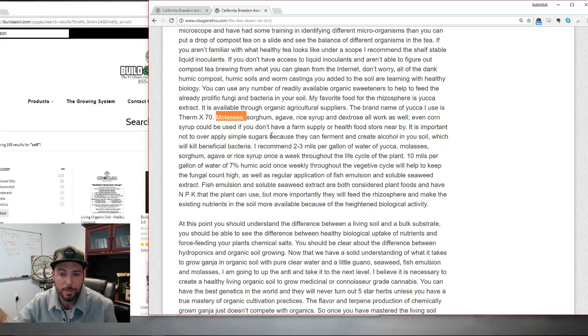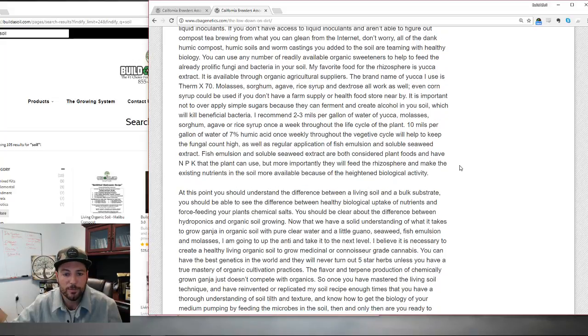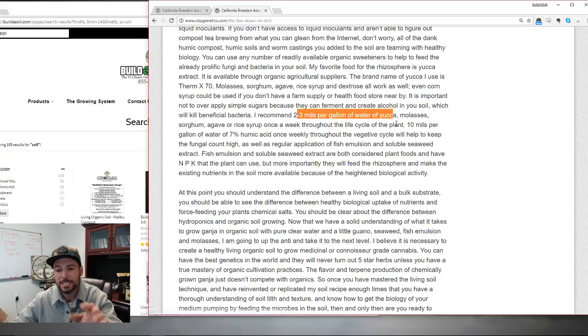We also carry organic molasses, sorghum, agave, rice syrup, dextrose, all work as well. Even corn syrup can be used if you don't have a farm supply or health food store nearby. I don't agree with corn syrup, but that's fine. It's important not to overapply simple sugars because they can ferment, create alcohol in your soil, which will kill beneficial bacteria. I recommend 2 to 3 milliliters per gallon of the yucca. That's the exact recommendation that BuildASoil came up with on our own, without reading this and without knowing, because the numbers on the Thermex are agricultural numbers. So 2 to 3 mils is what I use, okay?